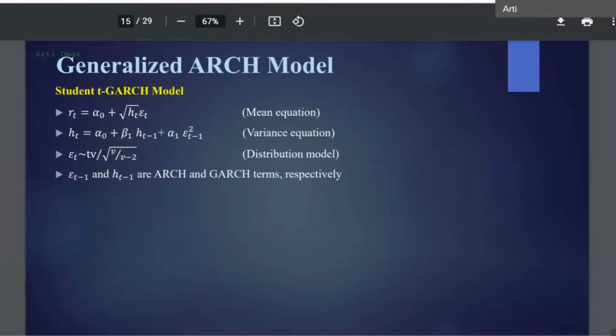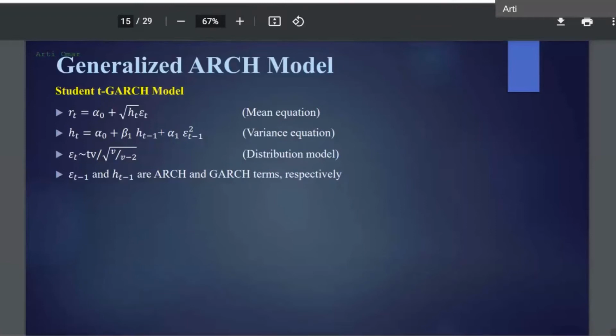This is called the Student T GARCH model. In this model, you can see the mean equation and variance equation are both the same, but only the distribution model is different. In the previous model, we were assuming the error term has a white noise distribution, that is, the error term is normally distributed, right? But when we say Student T-GARCH model, we say the error term is not normally distributed. It has a T distribution, right?